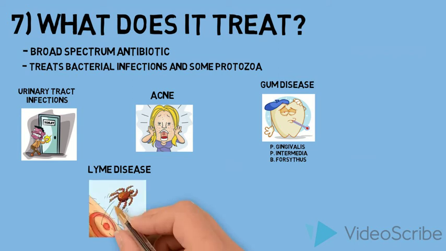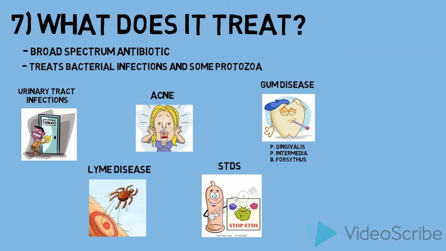Lyme disease is another bacterial infection caused by Borrelia burgdorferi, which is treated with this drug. Some sexually transmitted diseases can be treated by doxycycline, such as chlamydia, Mycoplasma genitalium, and Ureaplasma urealyticum. Chlamydia is caused by Chlamydia trachomatis, and the latter two are caused by Mycoplasma bacteria. For these three infections, symptoms are often similar and include urethritis, painful urination, and proctitis.